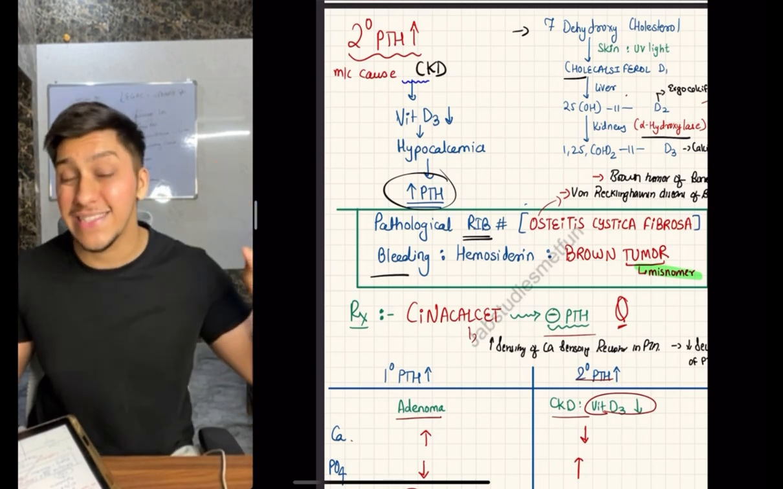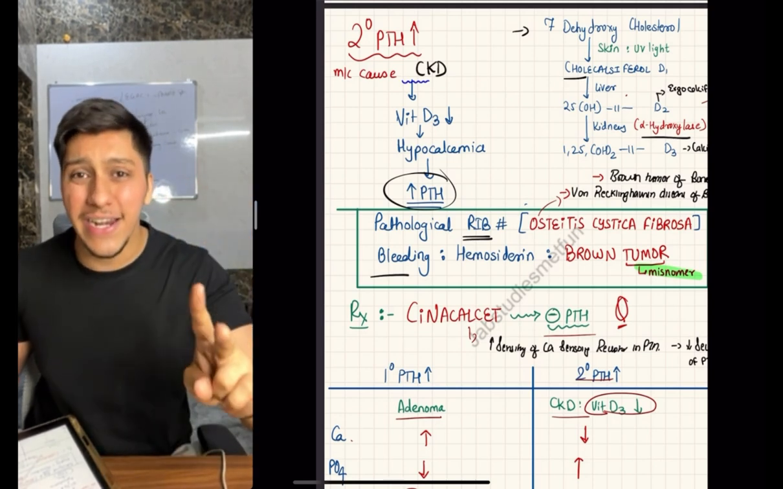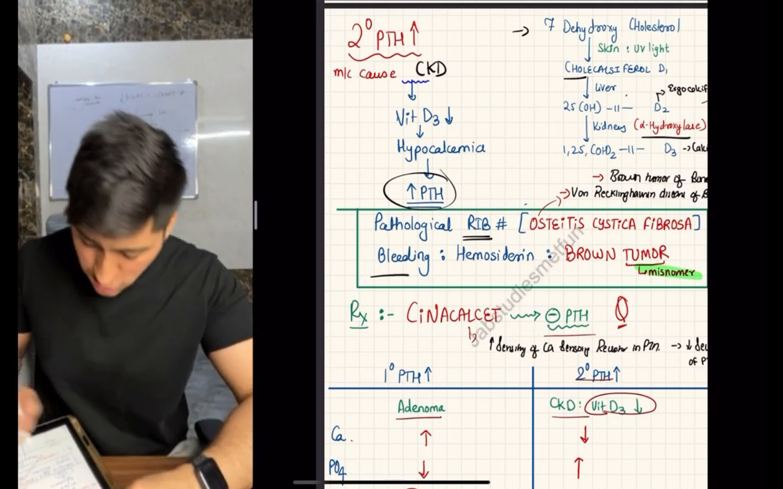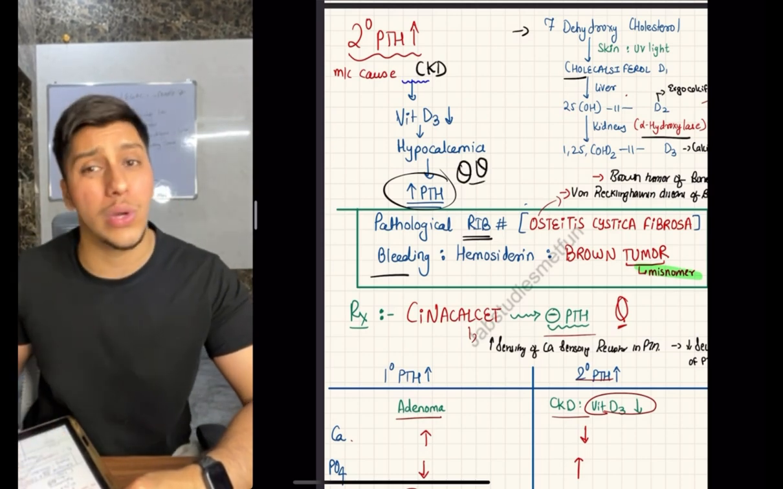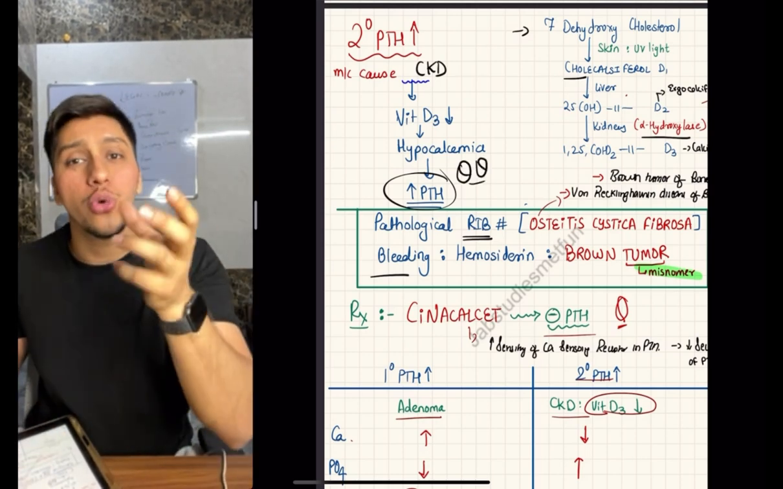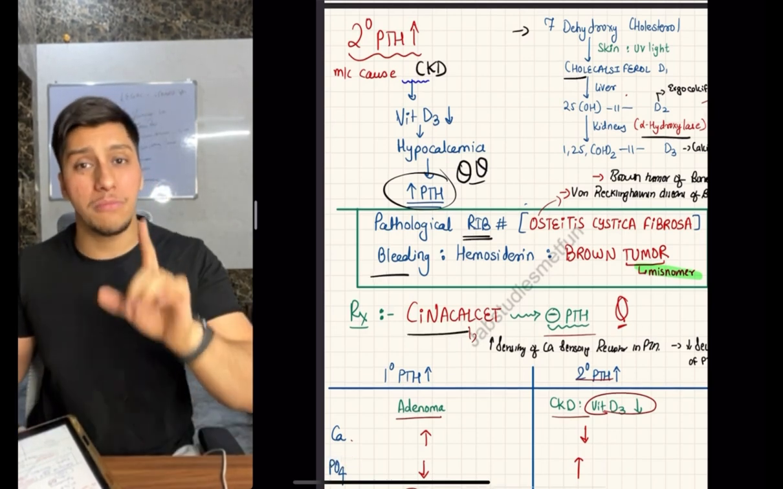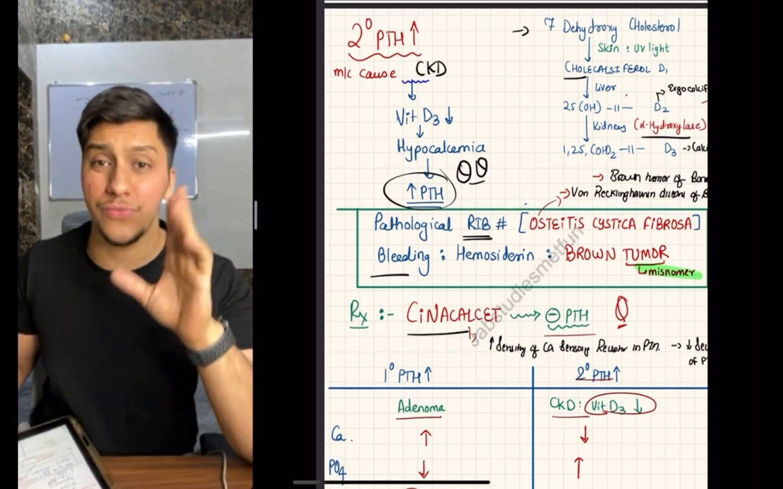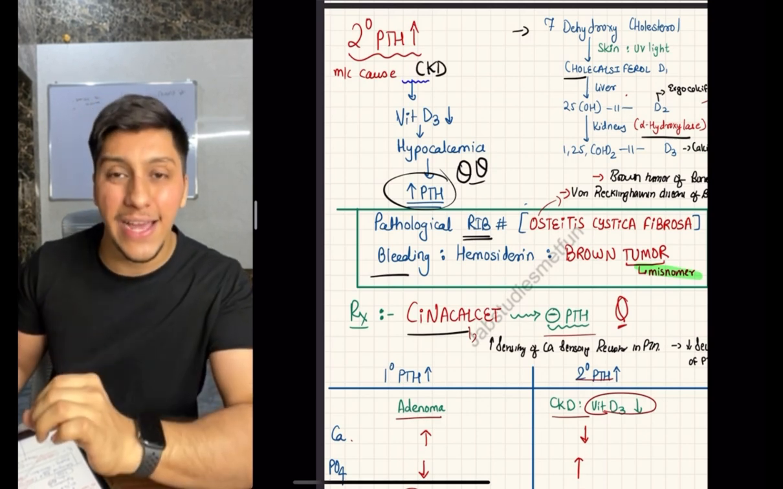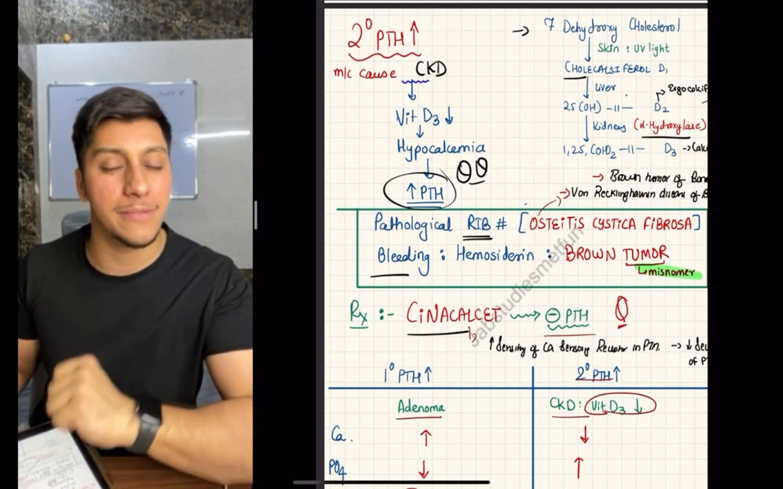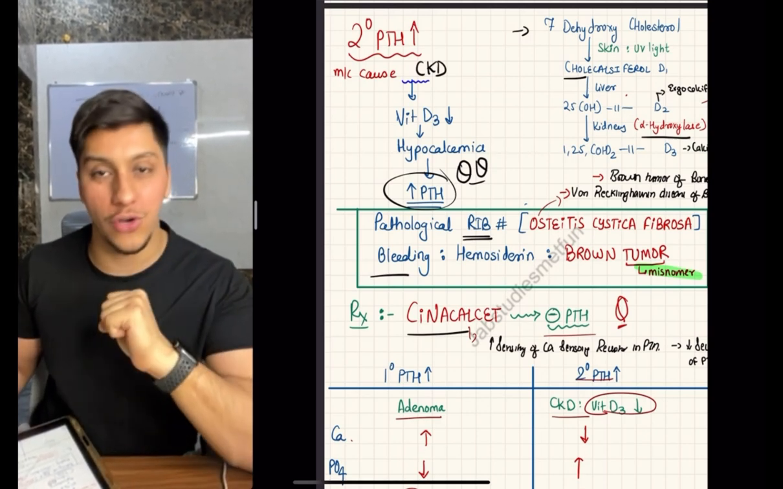Now see, primary hyperparathyroidism causes hypercalcemia, so we were treating the calcemia. In secondary hyperparathyroidism, the issue is that there is too much PTH. So let's inhibit PTH. To inhibit PTH, we have a drug known as cinacalcet. So remember, in secondary hyperparathyroidism, the drug of choice is going to be cinacalcet, whereas in primary hyperparathyroidism, the drug of choice was bisphosphonates.